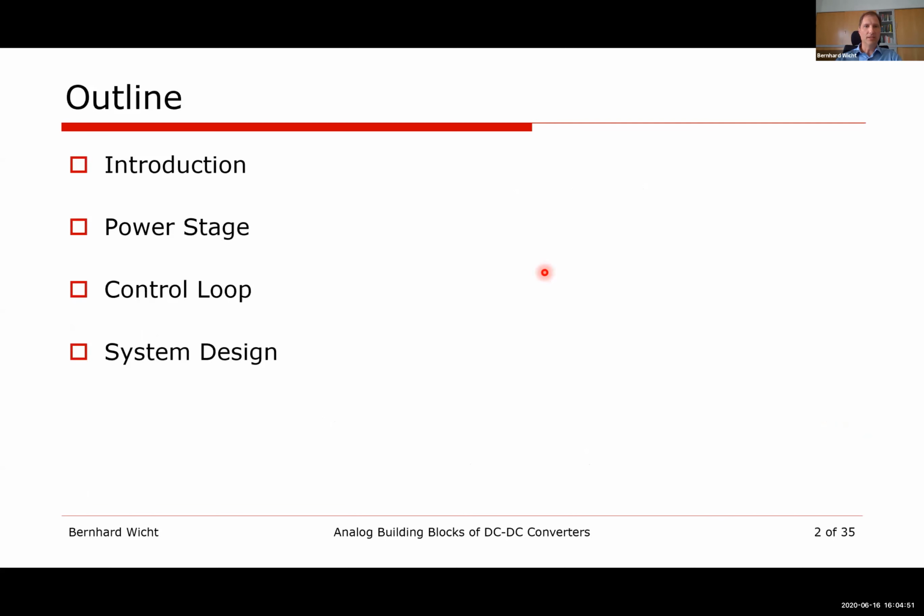So let's first take a look. What am I going to talk about in this roughly 1 hour? After a short introduction on DC-DC converters, we will look into the key element, the power stage, consisting of power transistors, gate drivers, level shifters, and so on. Then later on, we go into, I would say, a more classical analog design topic, which is related to the control loop. That also includes techniques like current sensing. And finally, we put it all together and take a look at things that need to be considered on system level.